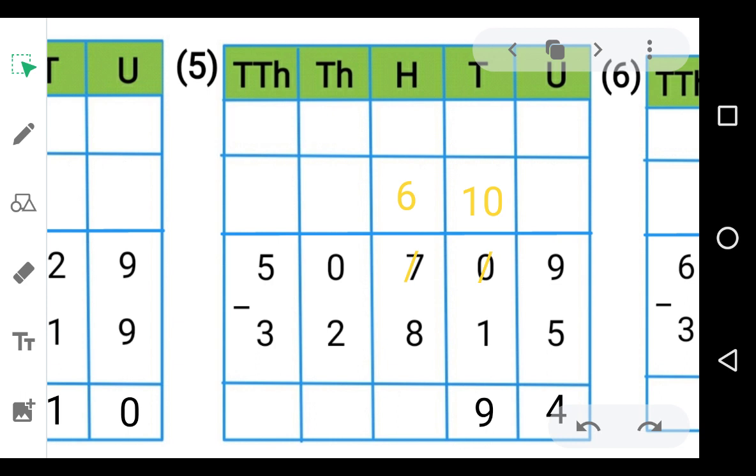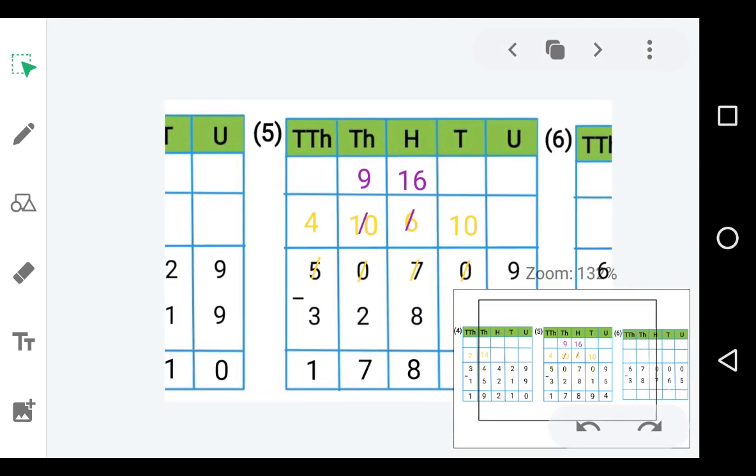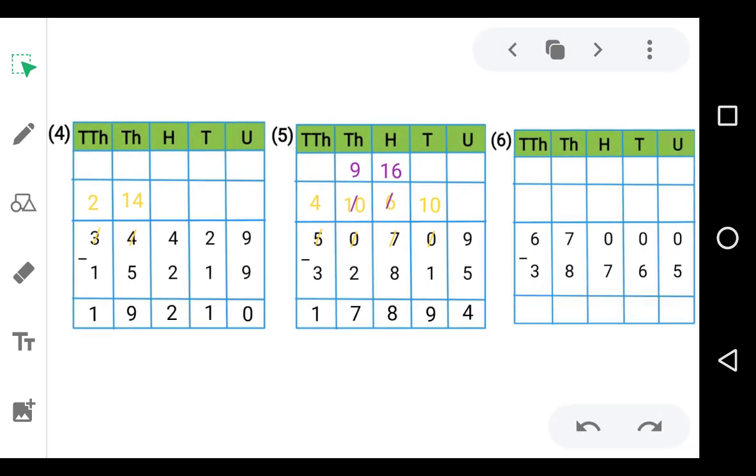At the 10,000 place 5 will be 4. At the thousand place 0 will be 10. Now this 10 will be 9, and at the hundred place 6 will be 16. Now 16 minus 8, 8. 9 minus 2, 7. 4 minus 3, 1. So here we get the answer 17,894. Now come to the next one.